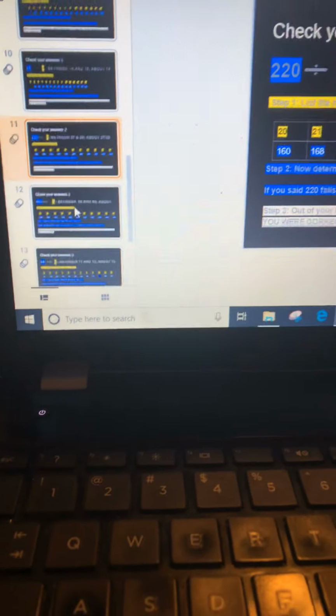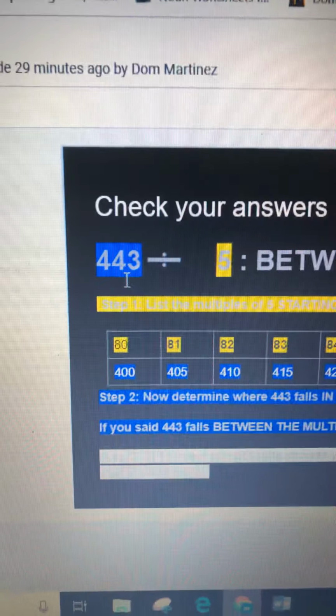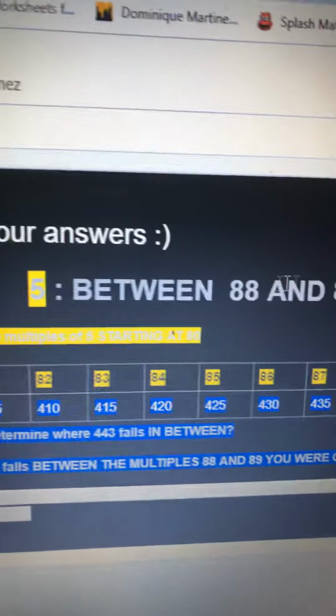All right, next one. We got 443. Once again, you would do the same thing. I'm going to show you again. We're going to make this repetitive so that you know how to find what numbers it's in between at least, and you have a good starting point to start your multiples. So you have 443 divided by 5.